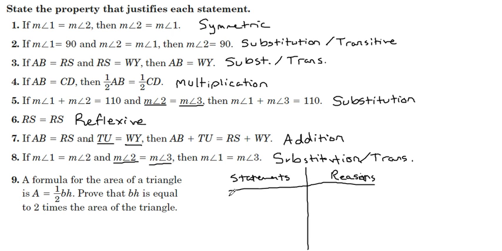Okay, you always start out, your first statement is what's given. We're given the area of a triangle. Area equals 1/2 base times height. And like I said, that is our given.